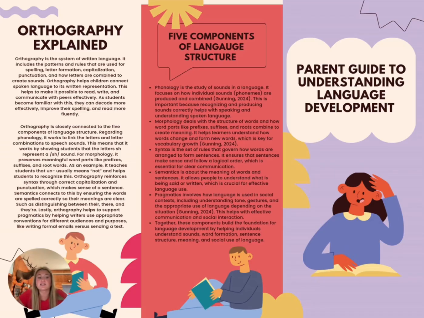This includes things like tone, body language, and knowing what's appropriate to say depending on the context. This helps us understand and communicate well with others. Together, these five components help us understand and use language for speaking, reading, and interacting with others.